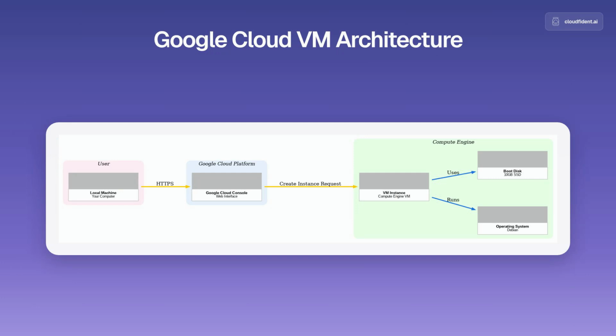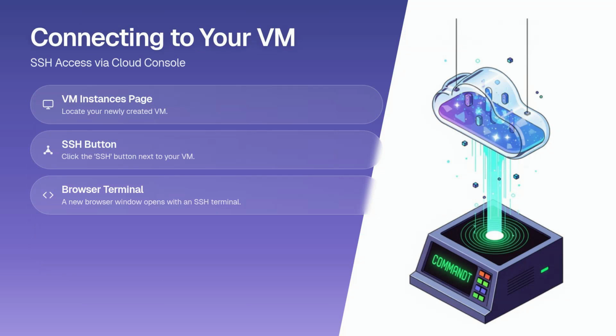This diagram illustrates the basic architecture of deploying a VM on Google Cloud. Your local machine interacts with the Google Cloud Console via HTTPS. The console then sends a request to create a Compute Engine VM instance. The VM instance itself runs an operating system, in this case, Debian, and utilizes a boot disk, such as a 10 GB SSD. This setup represents the fundamental components involved in getting your virtual machine up and running on Google Cloud.